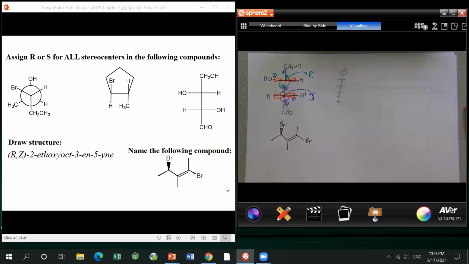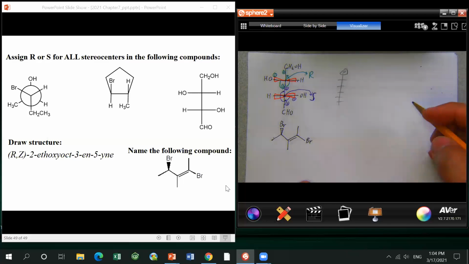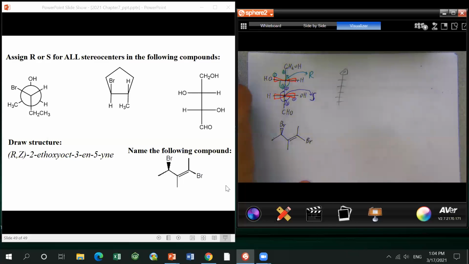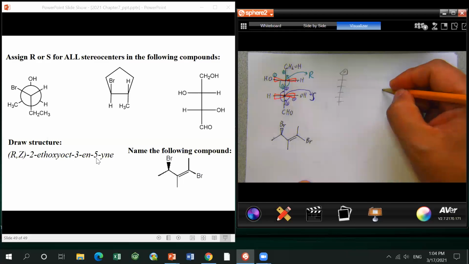Next we do this naming question. That's also not an easy one. If I give you a name and ask you to draw the structure, you do it backward. Don't worry about the attachments and the stereocenters. We do the octane-3,5-dione. So the 8 carbons.